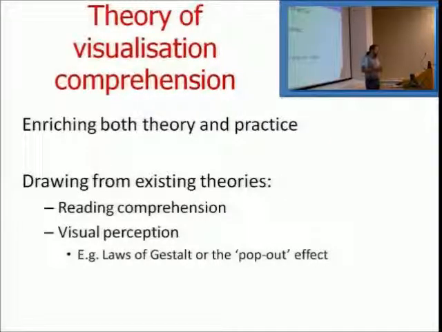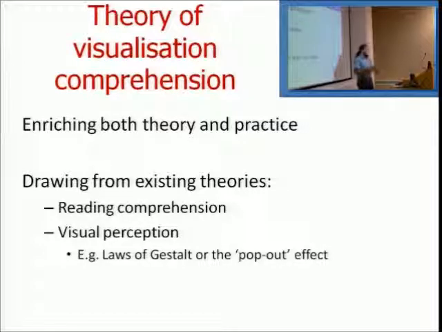Building on existing theories from reading and vision, because visualization is kind of both. It's kind of in between. Reading in the sense that it's abstract, symbolic, not pictures, not like real pictures of real things, and visual perception in that it's not overly symbolic. The spatial organization plays a lot of role. It doesn't translate directly to language and all that.